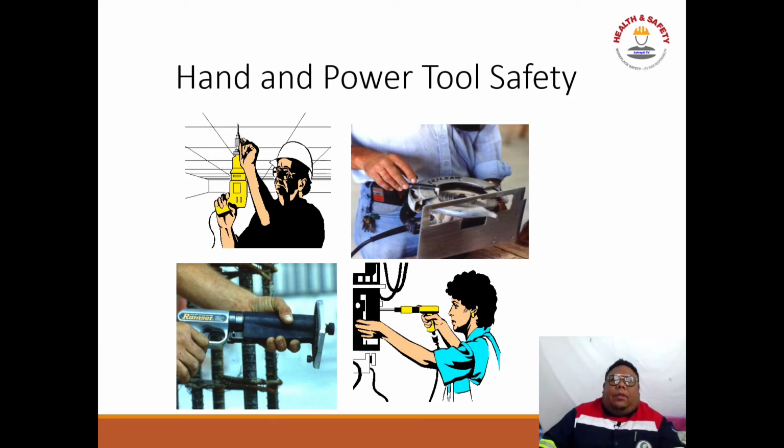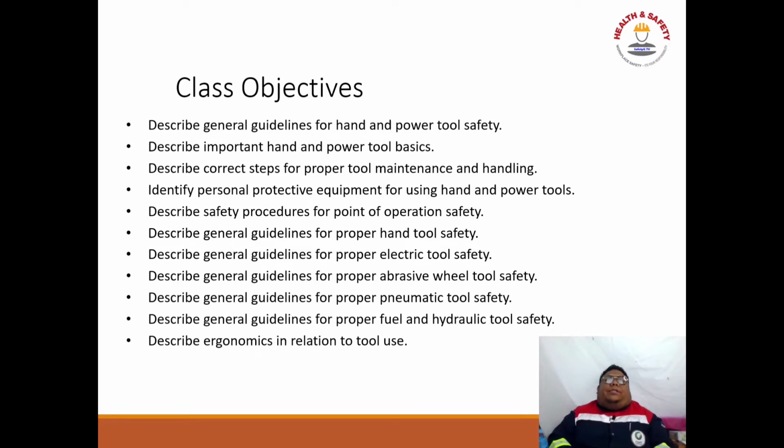Now, the purpose of this training presentation is to meet the class objectives. One, describe the general guidelines for hand and power tool safety. Two, describe the important hand and power tool basics. Three, describe the correct steps for proper tool maintenance and handling. Identify personal protective equipment for using hand and power tools. Describe safety procedures for point of operation safety.